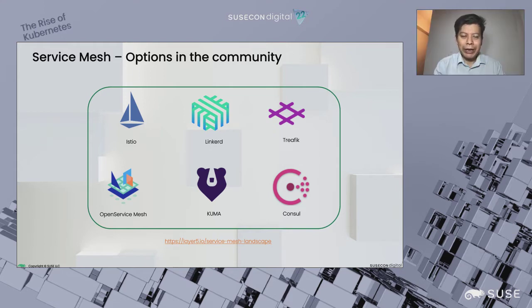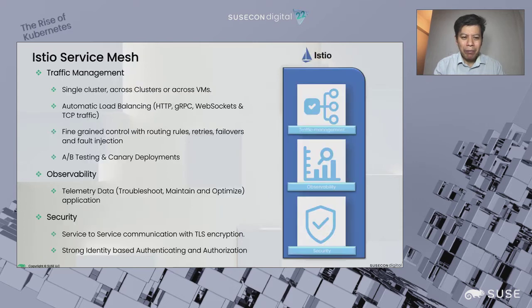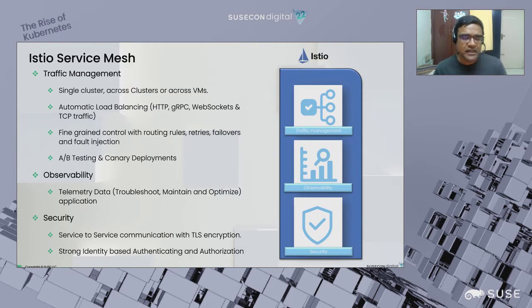Oh, can you share more about what Istio is? Absolutely. So, Istio is an implementation of the service mesh. It's an open source one, and it does primarily three things for us. It does traffic management, which means that when our microservices are scattered, they may be running in a single cluster, or scattered across clusters, or maybe some services may be running on VMs.